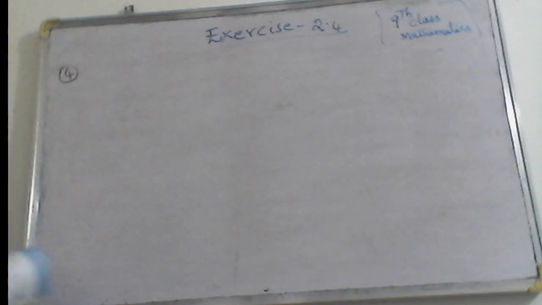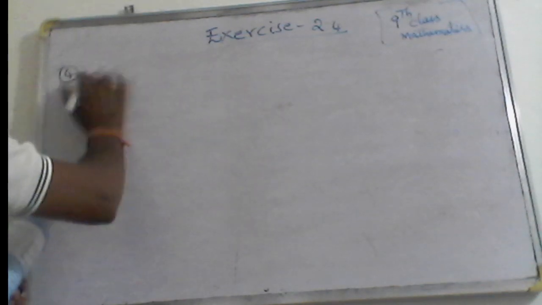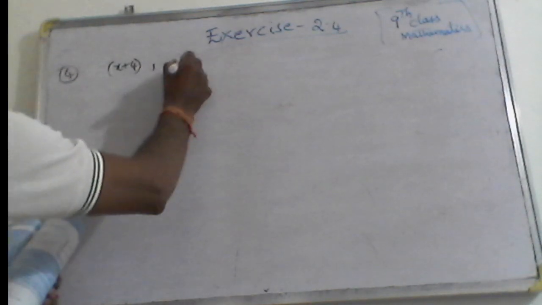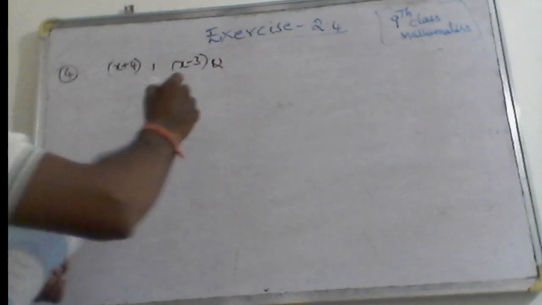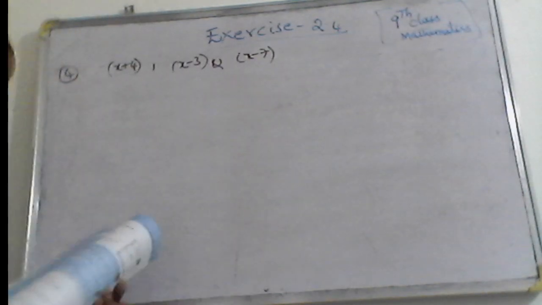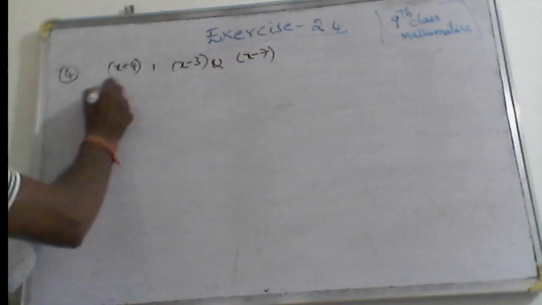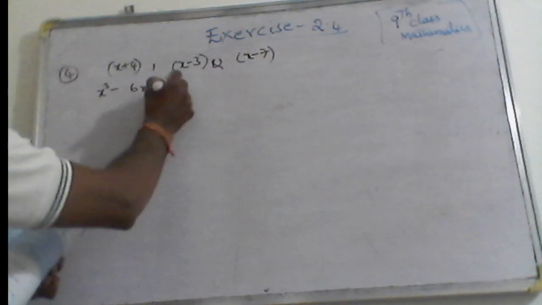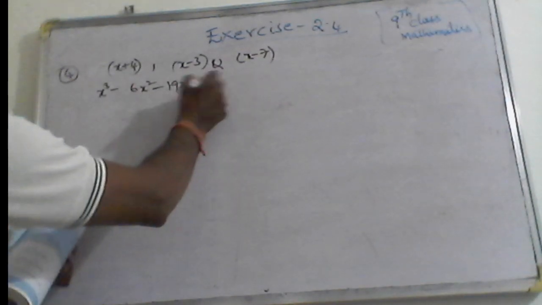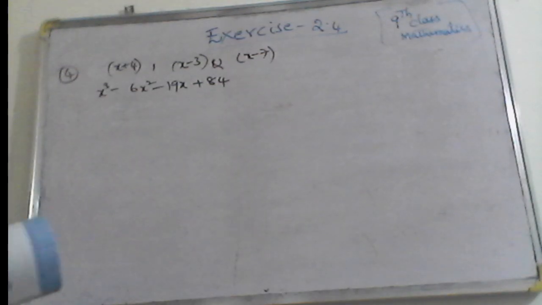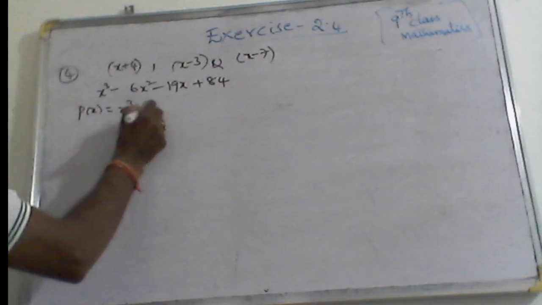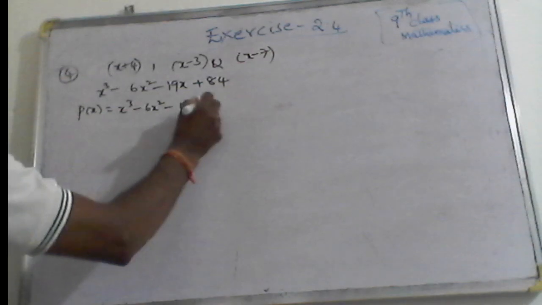Next, fourth bit. Show that x plus 4, x minus 3 and x minus 7 are the factors of x cube minus 6x square minus 19x plus 84. So here let us take p of x equal to x cube minus 6x square minus 19x plus 84.